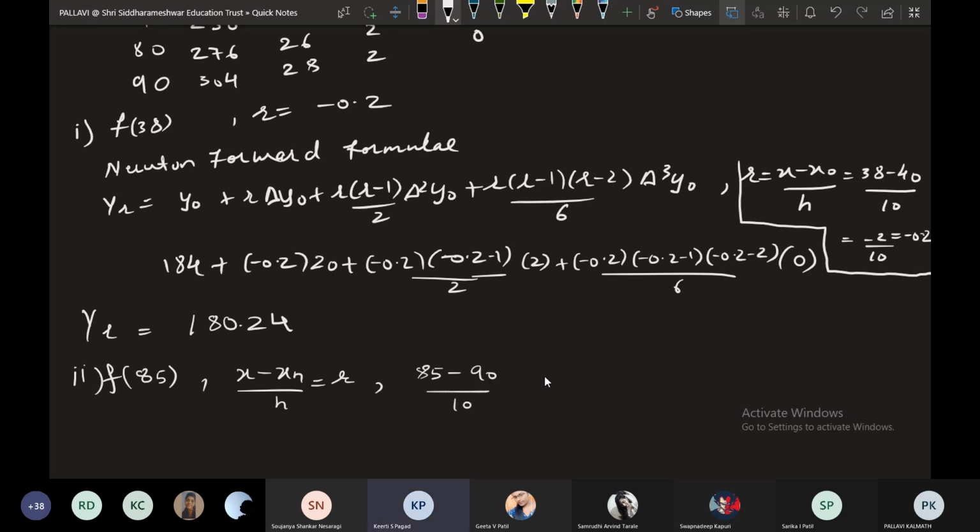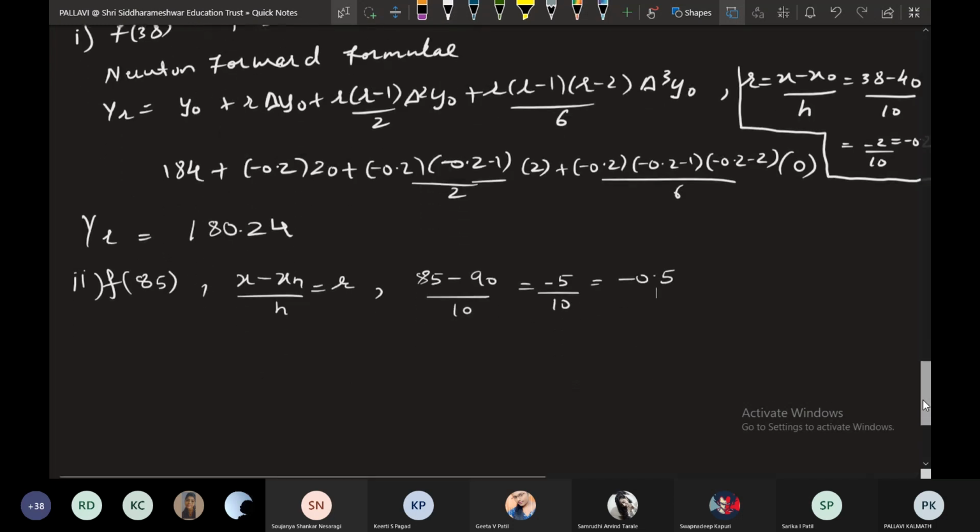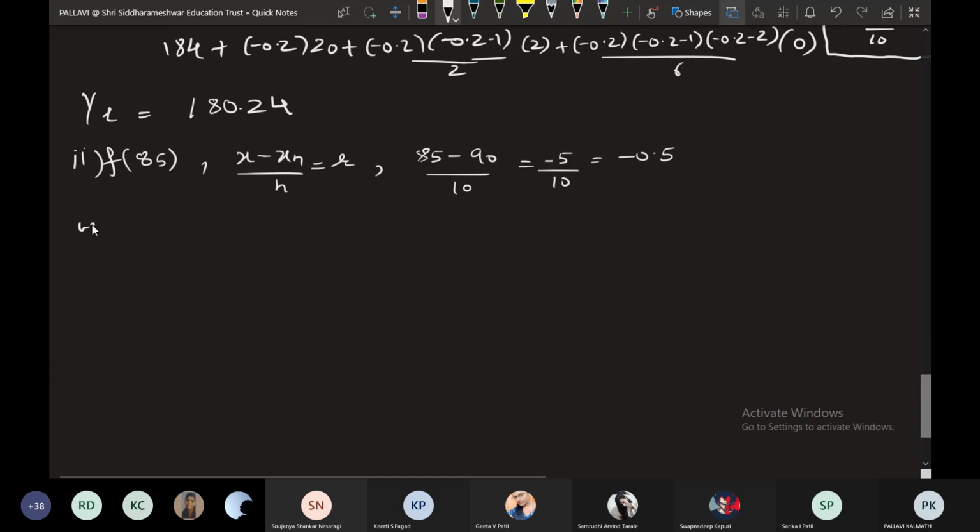The last value is 90, and the difference is 10. Okay, 85 minus 90 is what? Minus 5. So what is the answer? Minus 5 divided by 10, r is minus 0.5. Okay. So with this, write the backward formula. Therefore, Newton's backward formula.